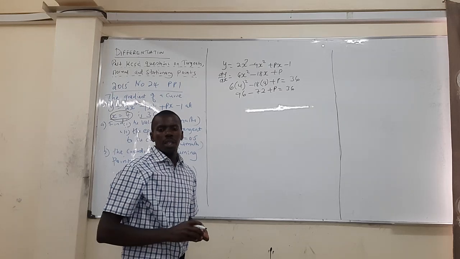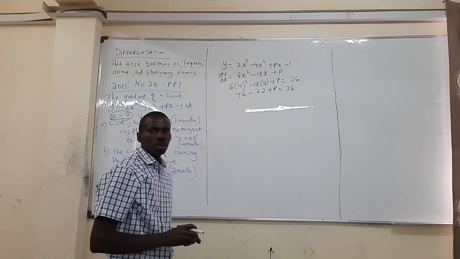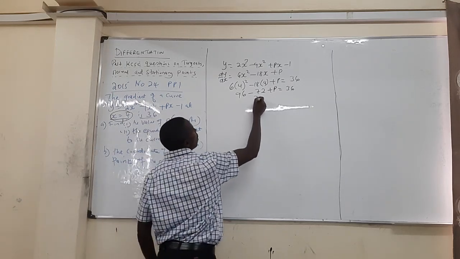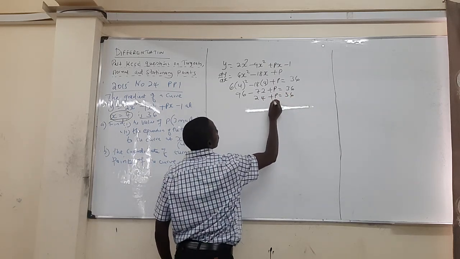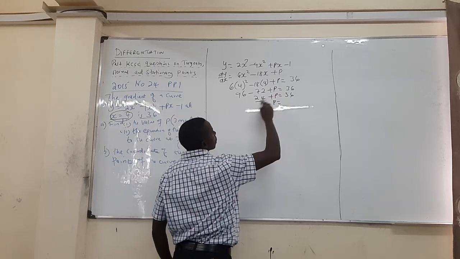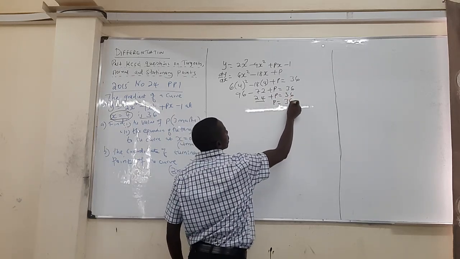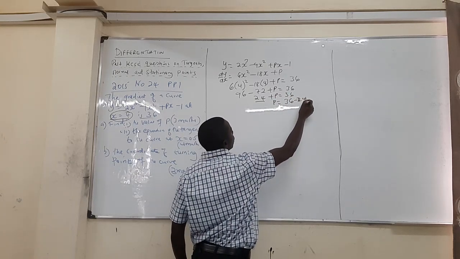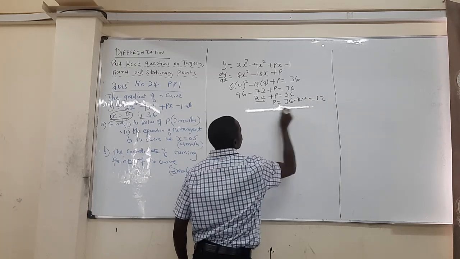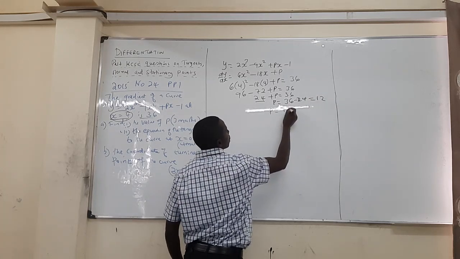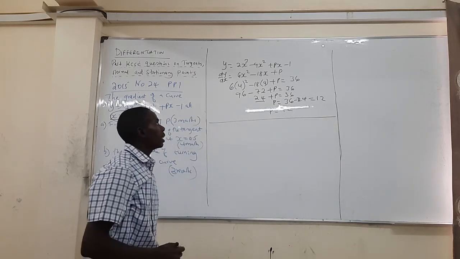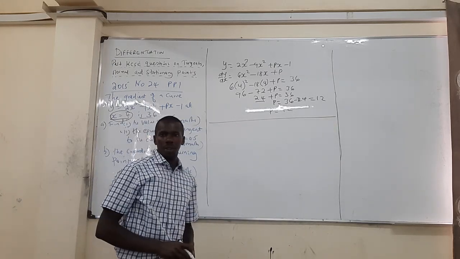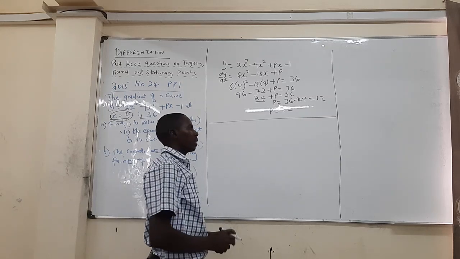So 96 minus 72 is going to be 24, plus p is minus 36, and of course our p will be, take 24 to the other side to get minus 36 minus 24, and that is going to be minus 60. So our value of p will be minus 60. That's how to get that constant value that you are required to get.